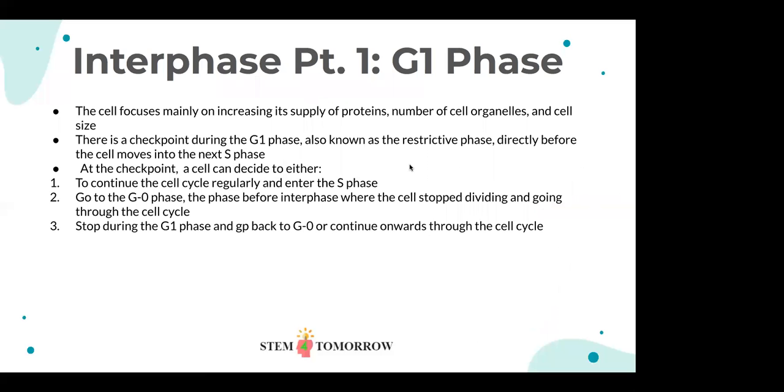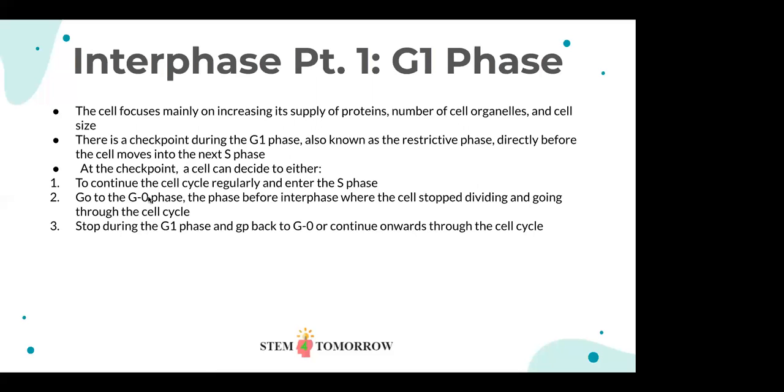Interphase part 1, the G1 phase. The cell focuses only on increasing its supply of proteins, the number of cell organelles, and cell size. There's a checkpoint during the G1 phase. It's known as a restriction point, directly before the cell moves to the next phase, which is the S phase. And during this restriction point, or same thing as a checkpoint, a cell can decide either to continue the cell cycle regularly and enter the S phase. That's if all the different organelles, the supply of proteins, everything is in check and looks good to go.